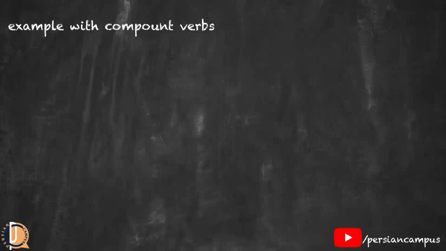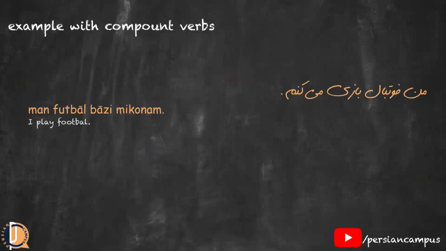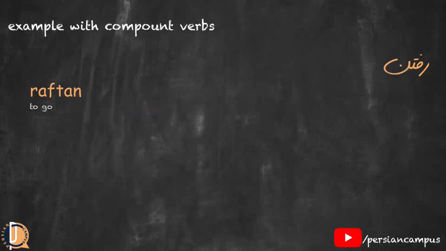Here is an example of a compound verb. من فوتبال بازی میکنم. The verb here is بازی میکنم. As you can notice, the verb describes an action. The sentence structure depends on the verb. Let's analyze another verb that we have already learned, and that is رفتن.